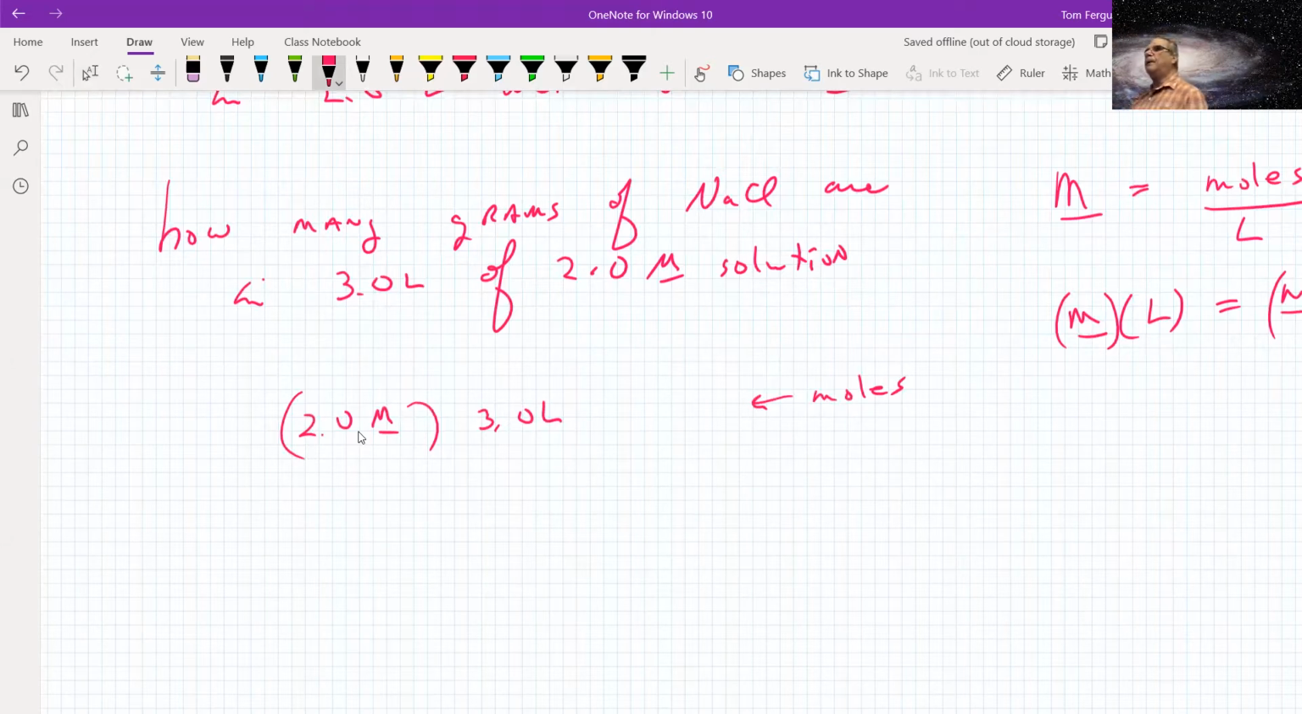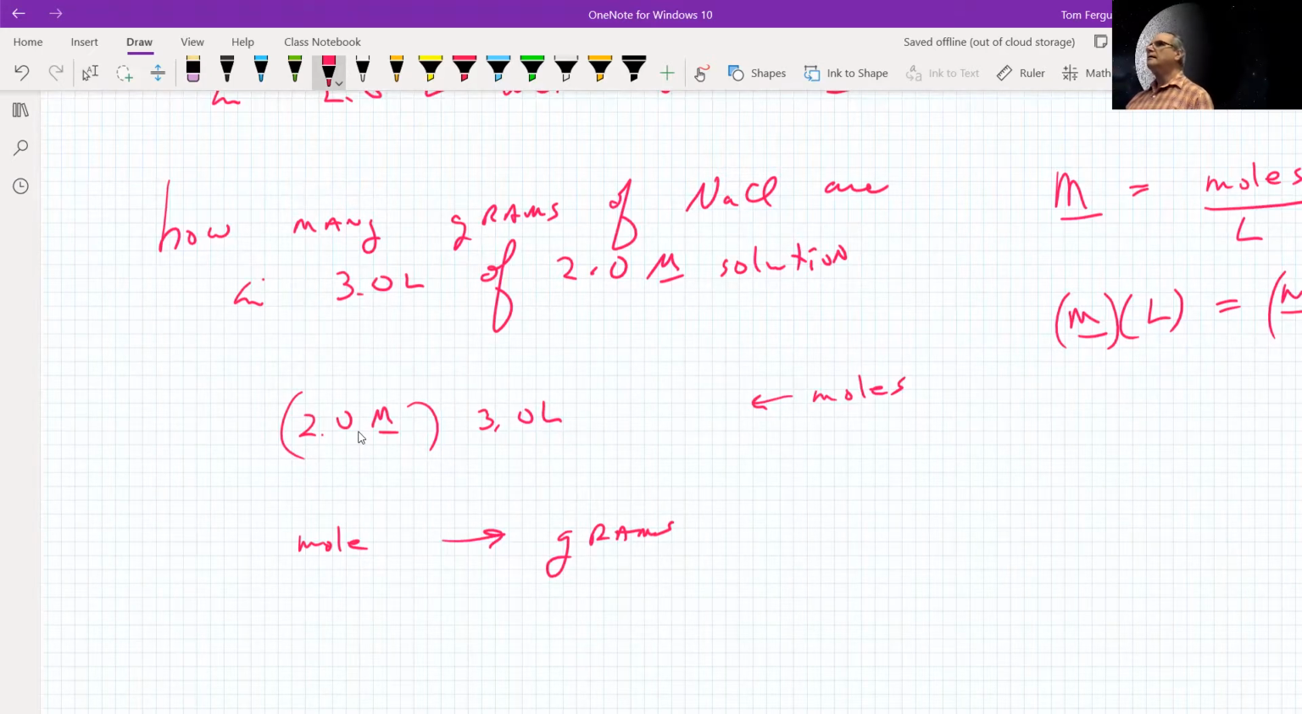That gives us moles. Once we get moles, we take the moles and then convert that to grams. I don't know, I haven't done the calculation. So how many moles do we end up with here?